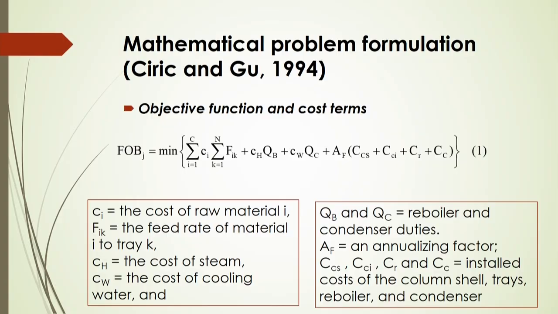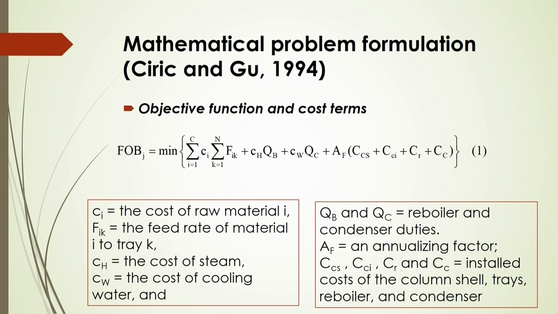Now, how do we formulate the mathematical problem for the objective function and cost terms? As per Sirik and Gu, 1994, the objective function and the cost terms can be defined like this. F_OBJ, the objective function, is equal to the minimum of the summation over components of C_I and summation of F_IK, plus C_H Q_B, plus C_W Q_C, plus AF into C_S plus C_I plus C_R plus C_C.